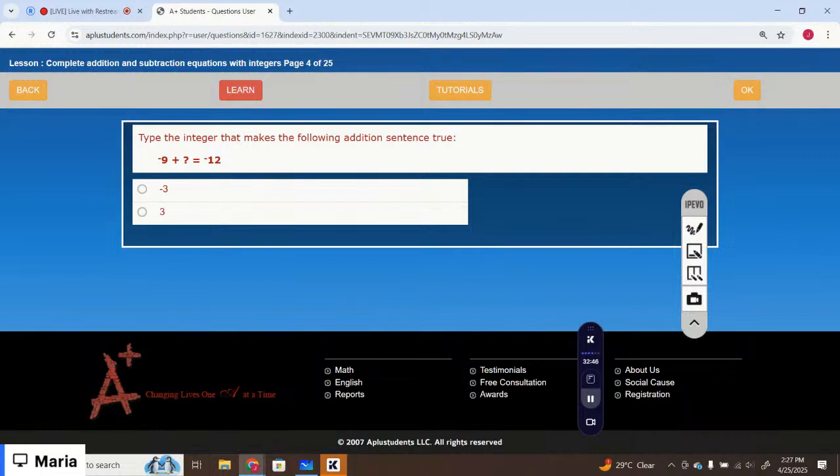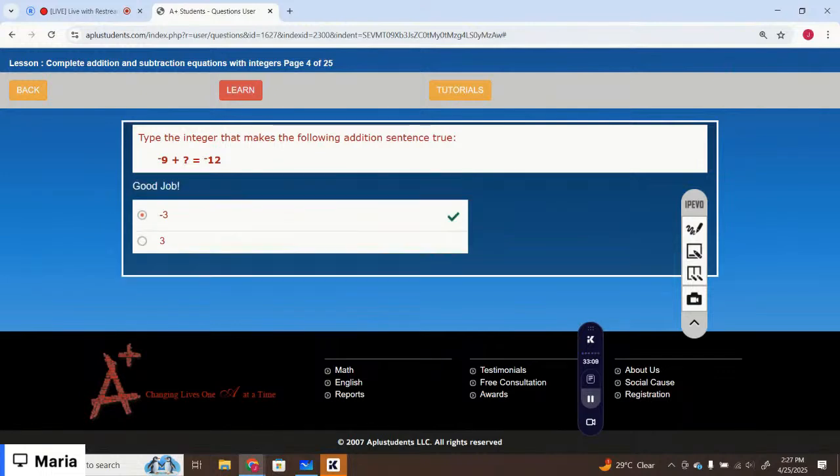Type the integer that makes the following addition sentence true. Negative 9 minus the missing number is negative 12. Which number is it? That is negative 9 plus negative 3 equals negative 12.